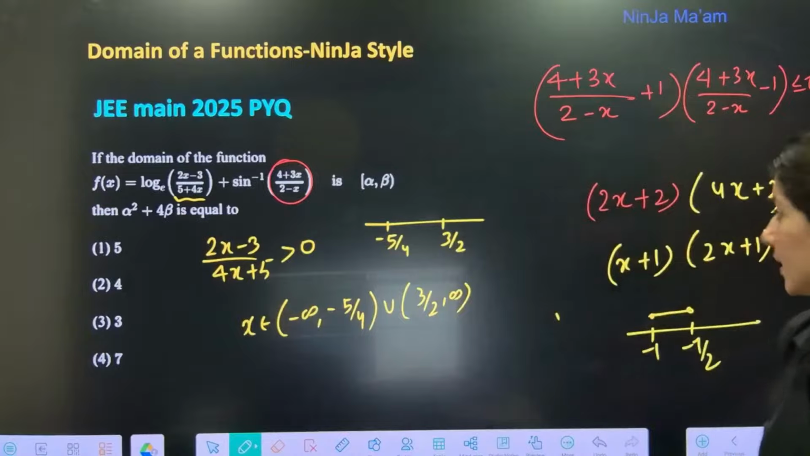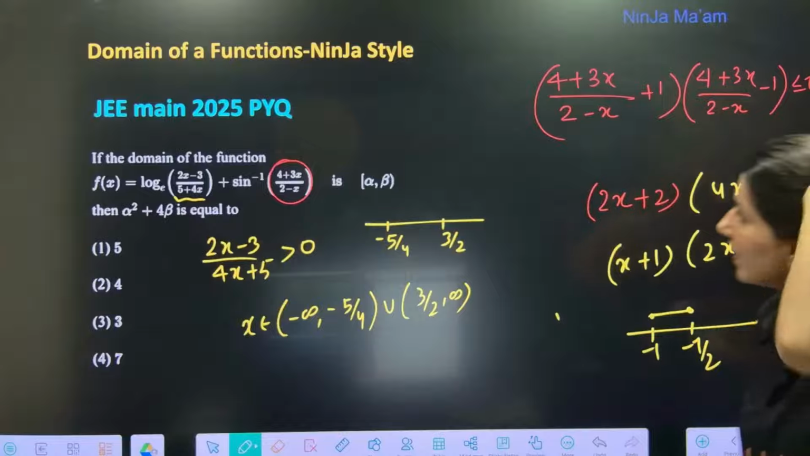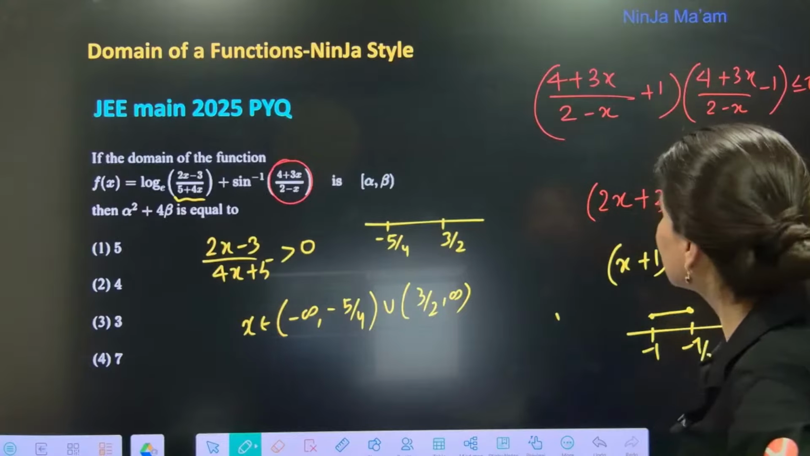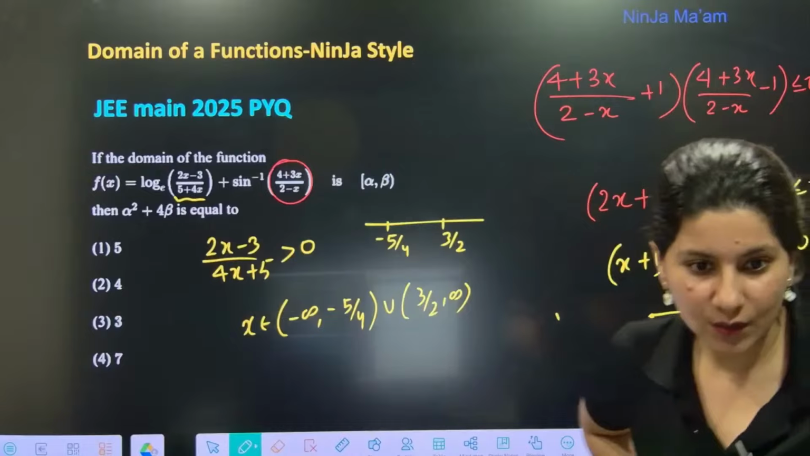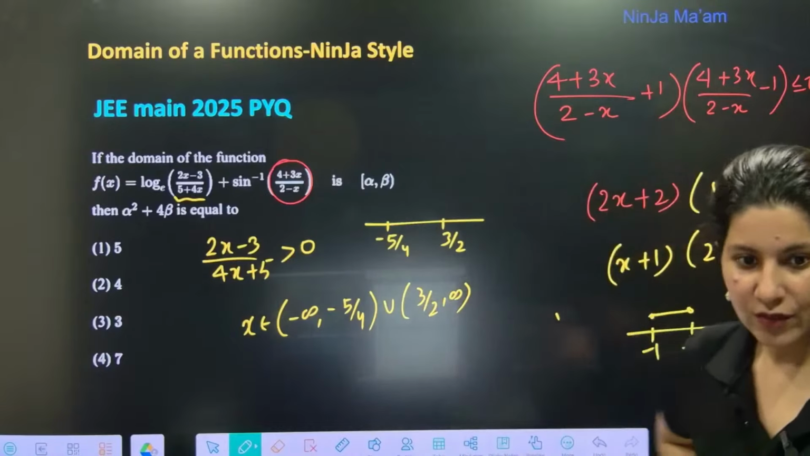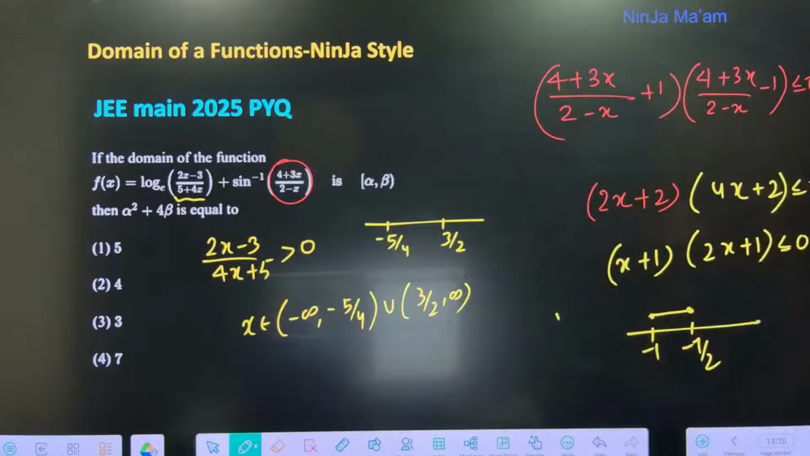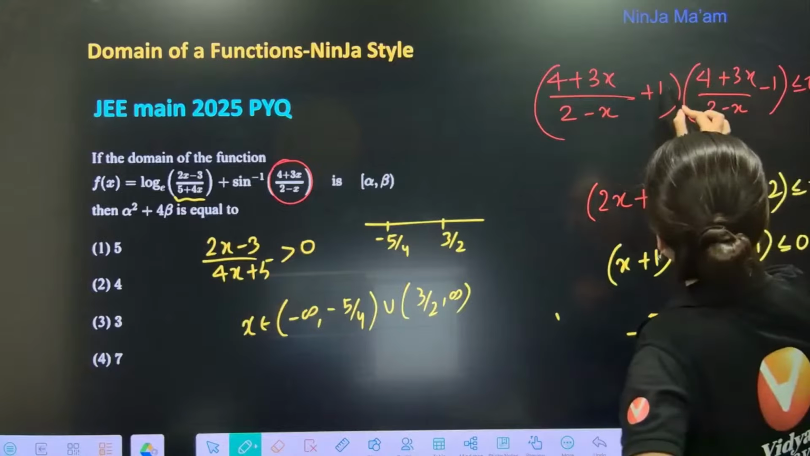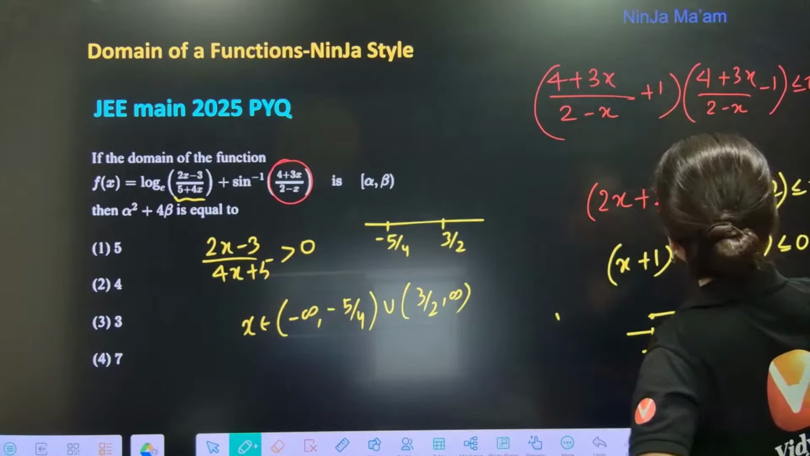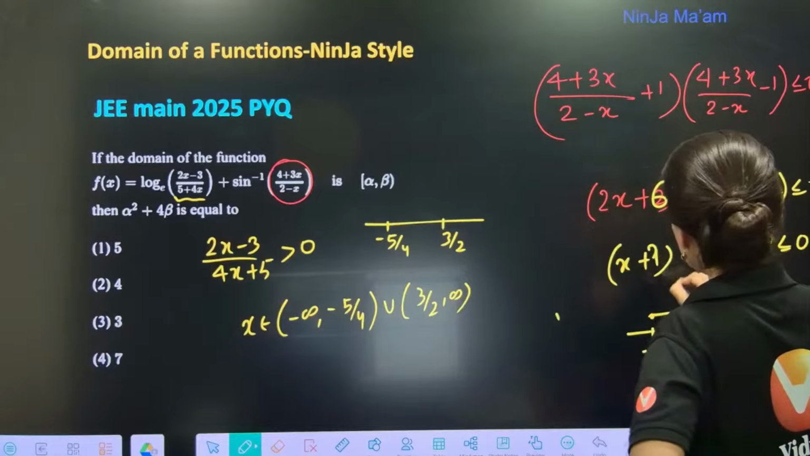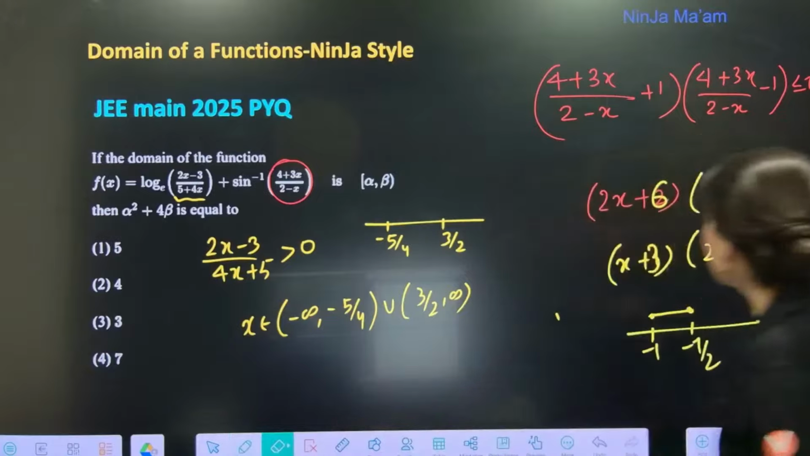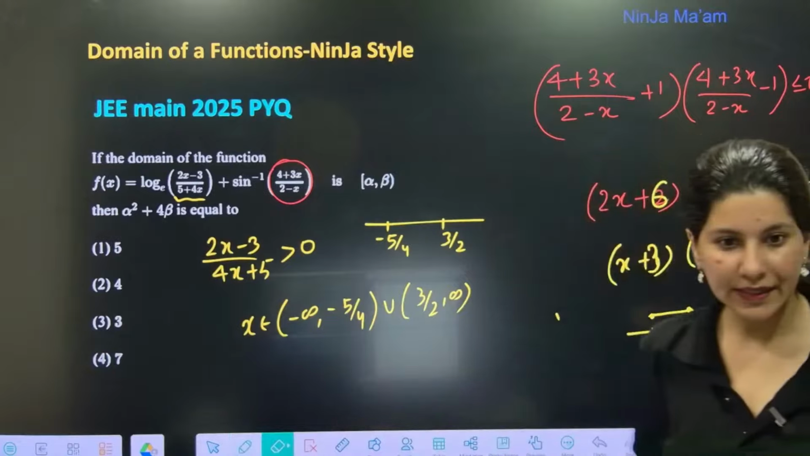So minus 3. Okay, so it is 4x minus 2, 4x plus 2. Have I done correct? 4 plus 3x, 2 minus x. Okay. So now it will give you minus, sorry, this is plus 6, correct? Yes, plus 6. So x plus 3, okay, x plus 3, correct?